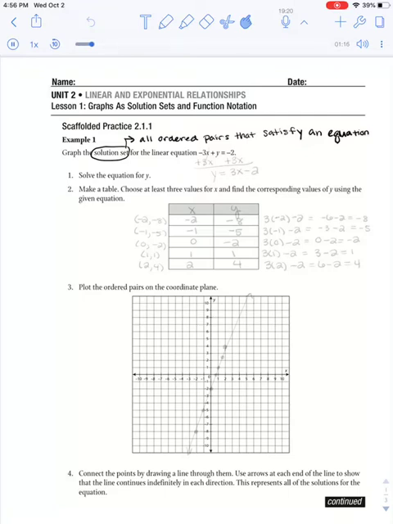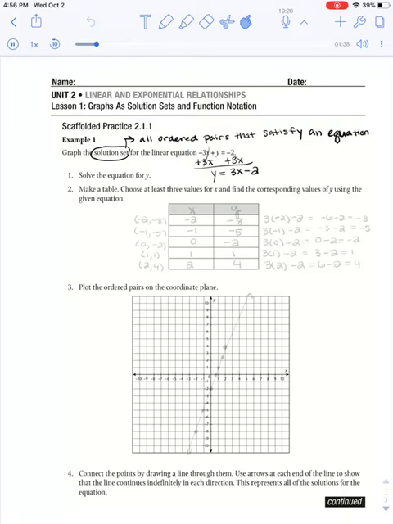It says step 1, let's solve for y. So if I solve for y, I'm going to add 3x to both sides. So you would get y equals, remember the right-hand side, they are not like terms, so we're going to rewrite them as 3x minus 2.